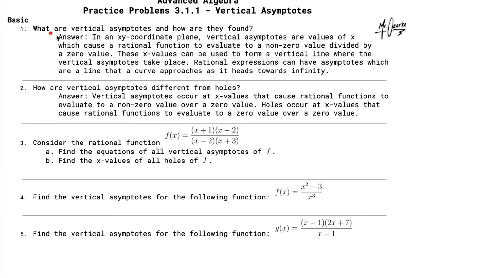So this first one, it says, what are vertical asymptotes and how are they found? So what I did here is I just wrote an answer in rather than trying to handwrite this. I just typed it in really quick.